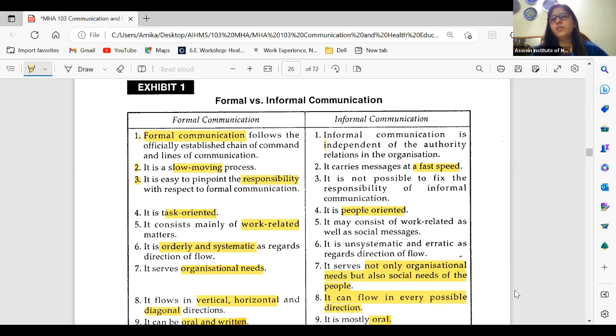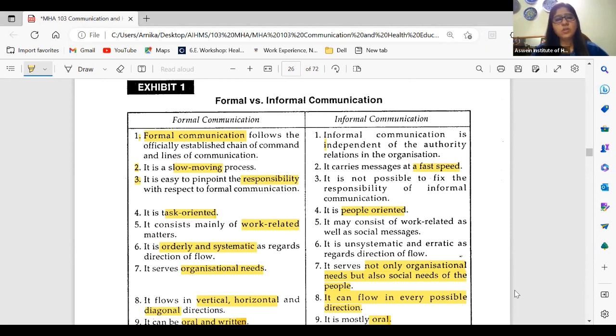If we talk about formal communication, these are task oriented. They are based on work to be done, as they are systematic. Whereas informal ones are just people oriented. People have their perceptions, their attitudes, and they communicate informally. They just express their views.